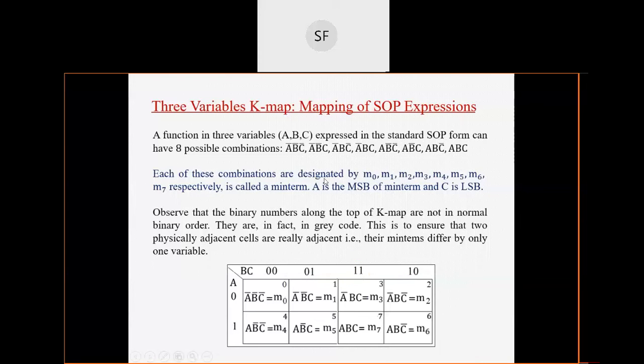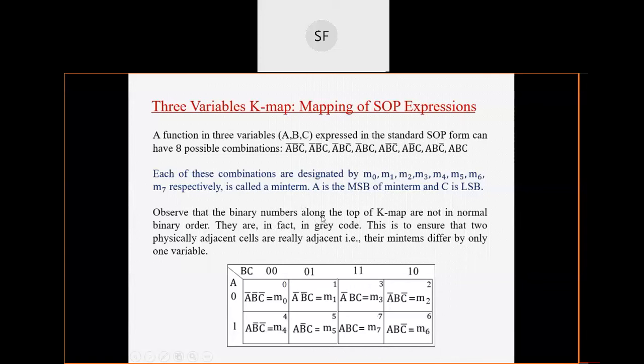So each of these combinations is designated by, since it is SOP, the min terms. There will be a total of 8 min terms: M0, M1, M2, M3, M4, M5, M6, and M7. All these are nothing but min terms. Always remember, A will be your most significant bit. That means you will take the value of A first. Whatever the value of A will be there, the binary code associated with it will be taken first. Then B, and last is C. C will be your least significant bit.